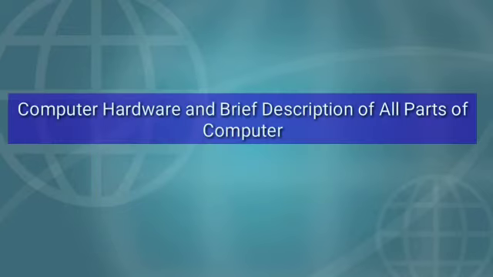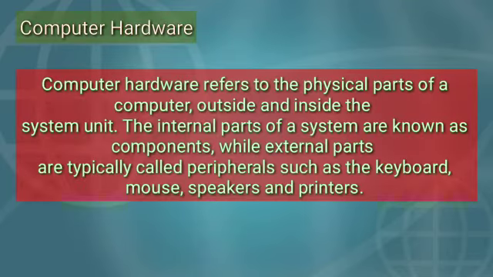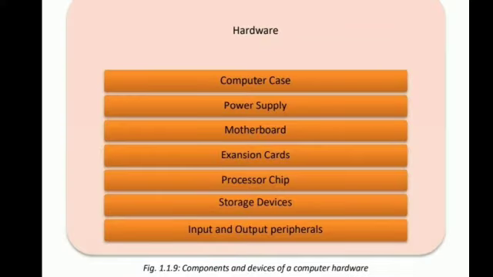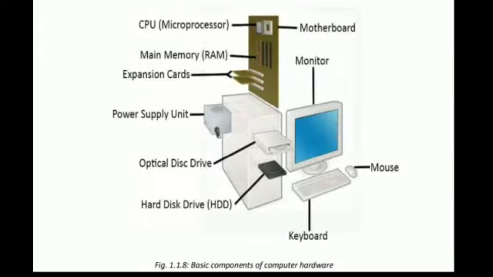Today's topic is computer hardware and a brief description of all parts of a computer. Computer hardware includes the computer case, power supply, motherboard, expansion cards, processor chip, storage device, and input and output peripherals. It is another picture of the basic components of computer hardware.